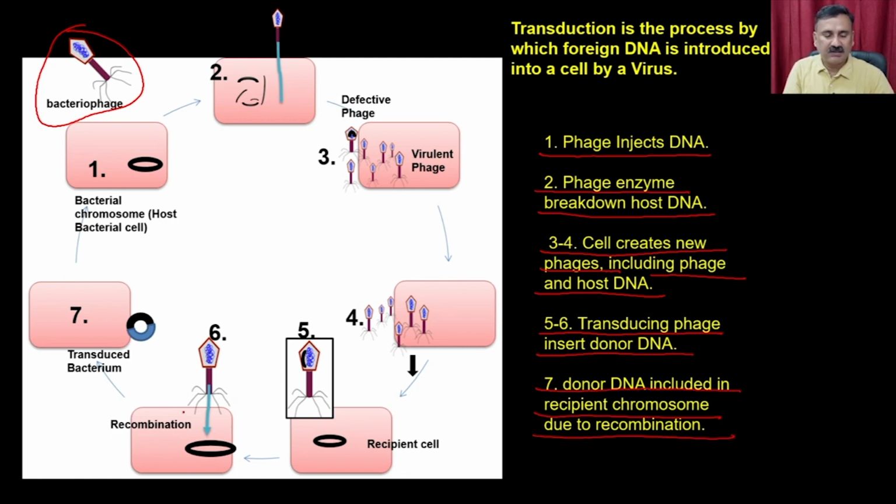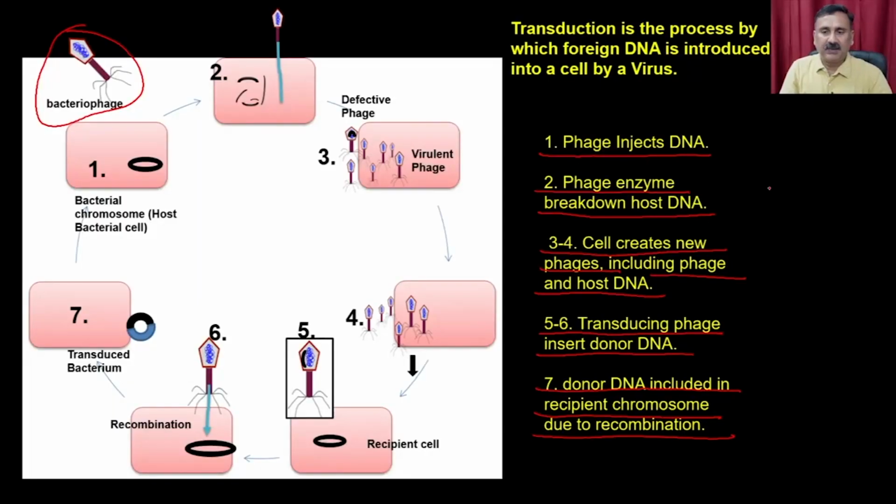So in the last step, it is going to recombine, and that's how whatever DNA the phage has injected will be a part of the host genome, and when the host is replicating, it is also going to replicate the viral genome. So these are the different methods we have discussed for delivering the DNA into the host system.